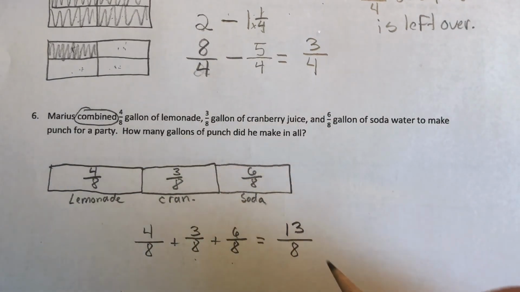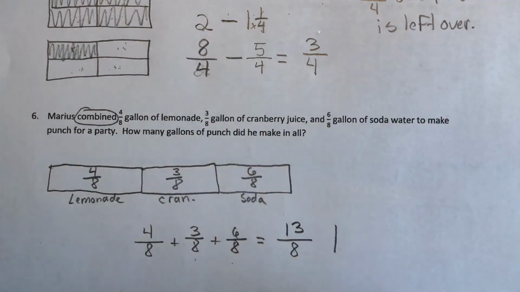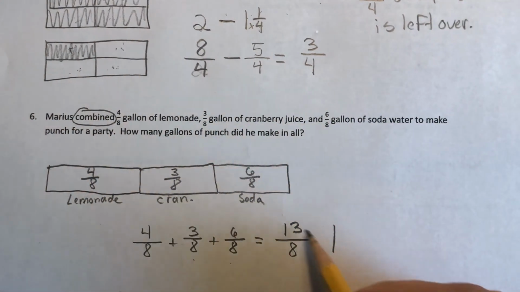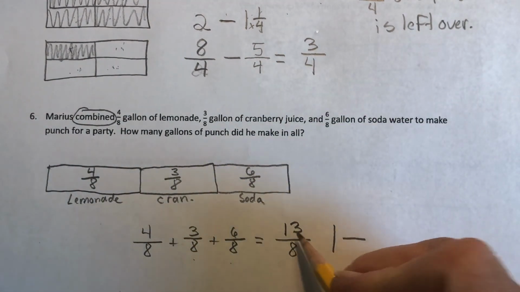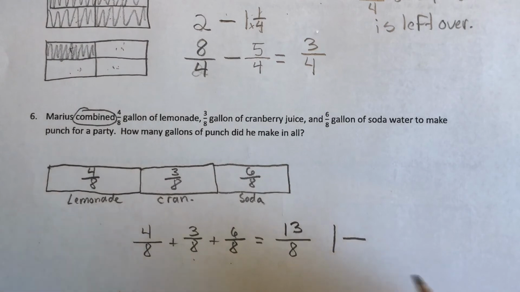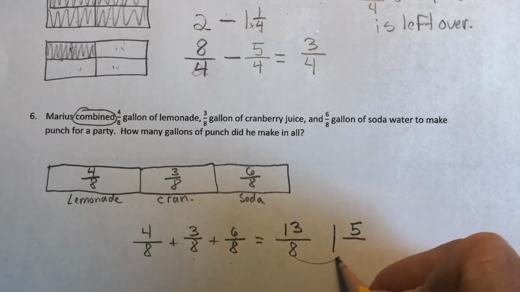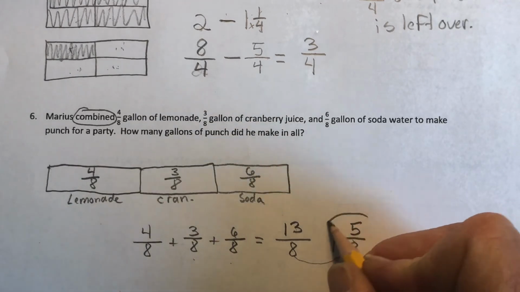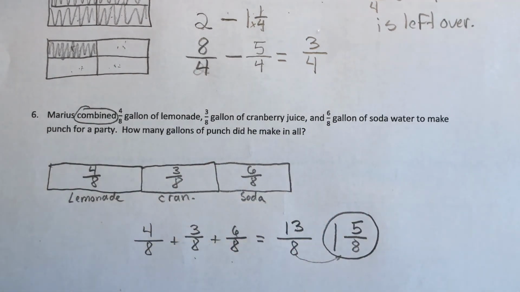So how do you remember how to do this? I say 8 goes into 13 one full time without going over, right? Because 2 times 8 would be 16. That's past 13. So if 8 fits into 13 one time, how many is left over? Which is basically what's the difference between 13 and 8? And the answer is 5. And then, of course, my 8 stays the same. So there's my answer. 1 5/8 gallon of punch.